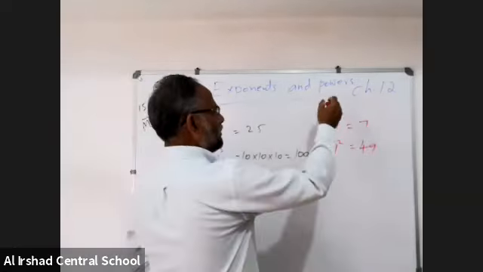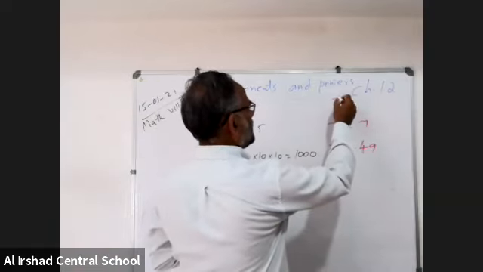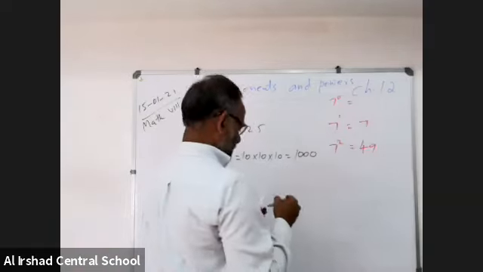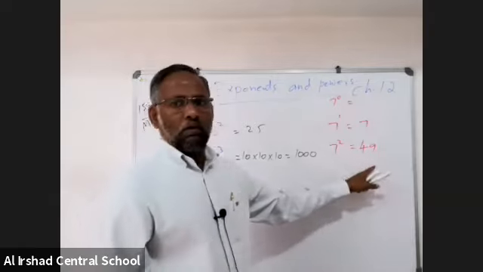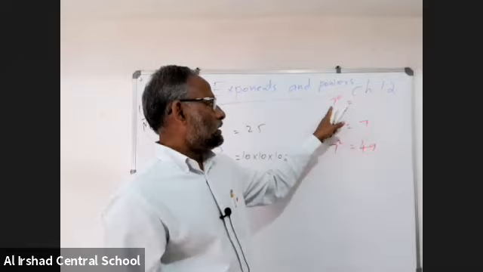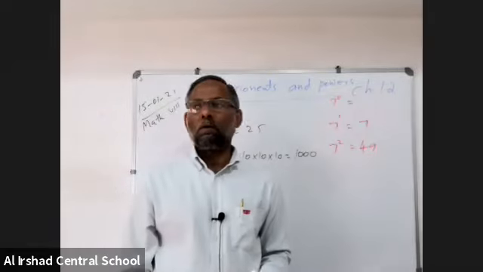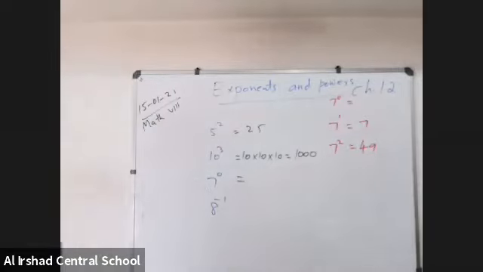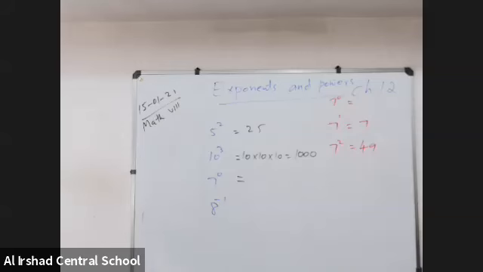Now here, if I am writing before this one, 7 to the power of 2, 49. 7 to the power of 1, 7. 7 to the power of 0. Tell me what is it, 7 to the power of 0? What is it? Anybody, please? 1. Very good, excellent.